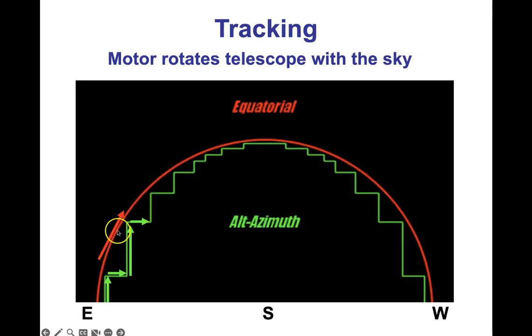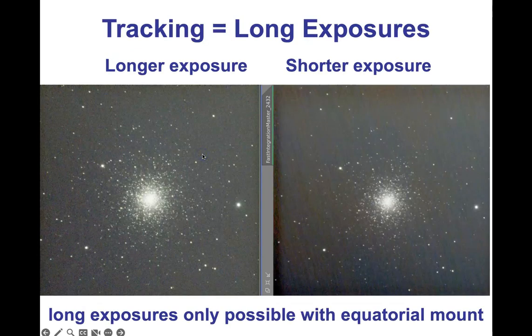The motor rotates the telescope at the exact same rate that the sky rotates overhead, and that way, whatever you're looking at is right in the middle of your field of view. The telescope stays pointing right at that object all night long, right? Why would you do that? Well, because if your telescope is tracking, then you can take really long exposure photographs, right?